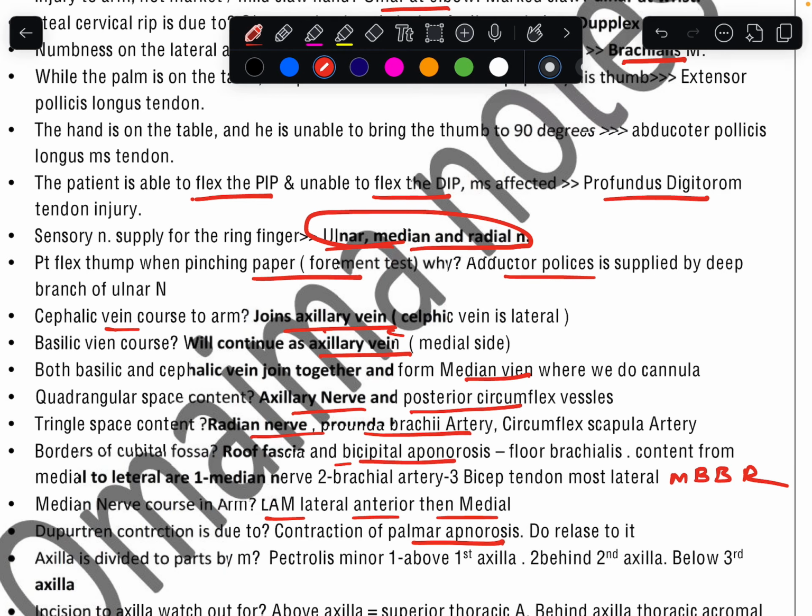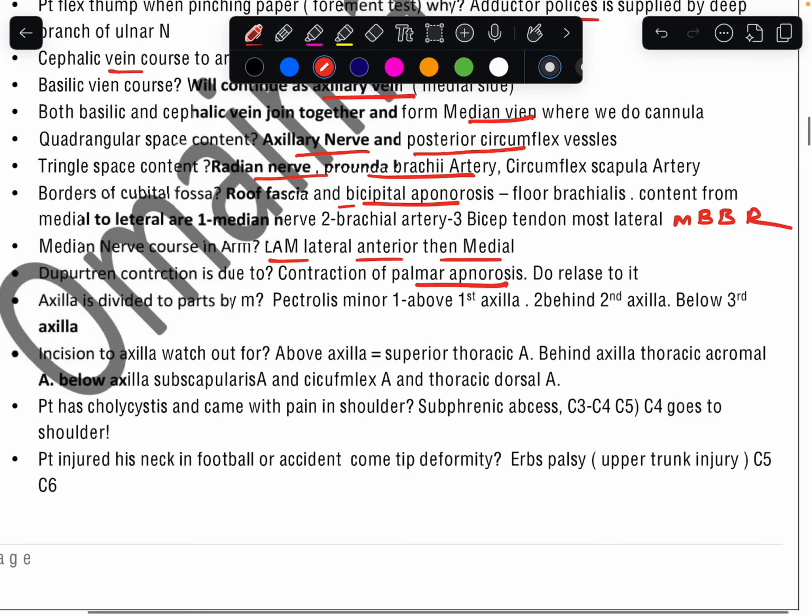Dupuytren's contracture of the palmar aponeurosis, do release it. Axilla is divided into parts by pectoralis minor: 1 behind, 2 and 3. Incision in the axilla, watch out above for the superior thoracic artery. Behind, the thoracoacromial artery. Below, the subscapular artery and circumflex artery.